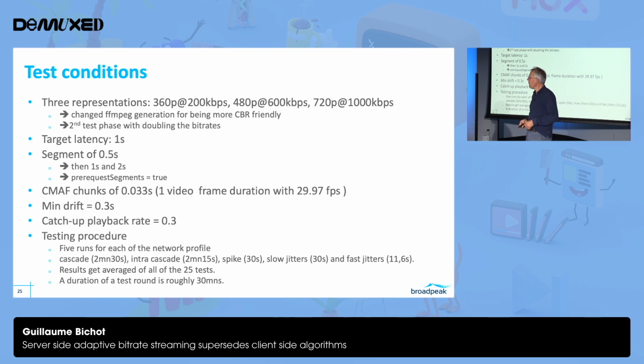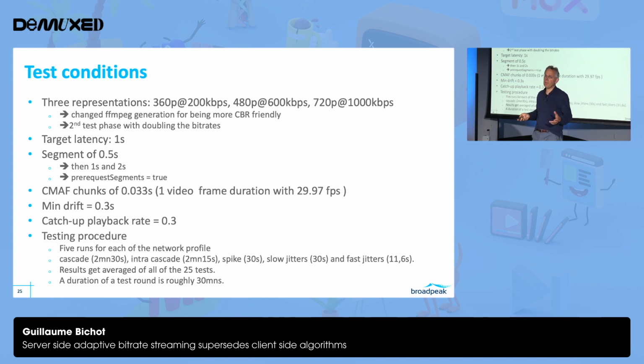A segment duration of 0.5 seconds is very small, right? It was a choice from Twitch, but we also made some tests with 1 second and 2 second segments, which in terms of quality is something more reasonable, I would say. We keep the CMAF chunks.